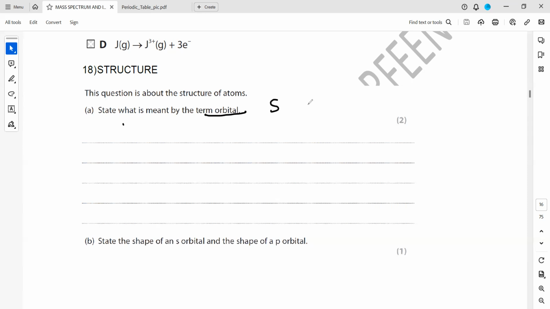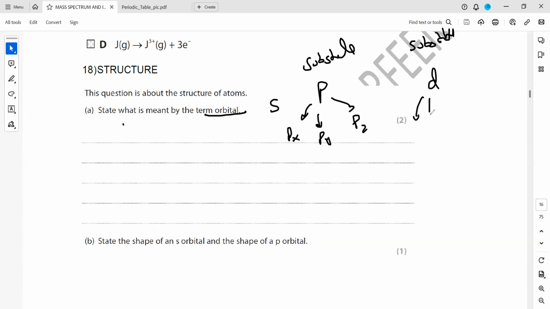S is one orbital. P is not an orbital. P is a subshell, and this subshell contains 3 orbitals, px, py, and pz. D is again not an orbital. D is a subshell. S is a subshell as well as an orbital because it contains only 1 orbital. D has dxy, dyz, dzx, dx square minus y square, and dz square. So orbital means it is a region within an atom.